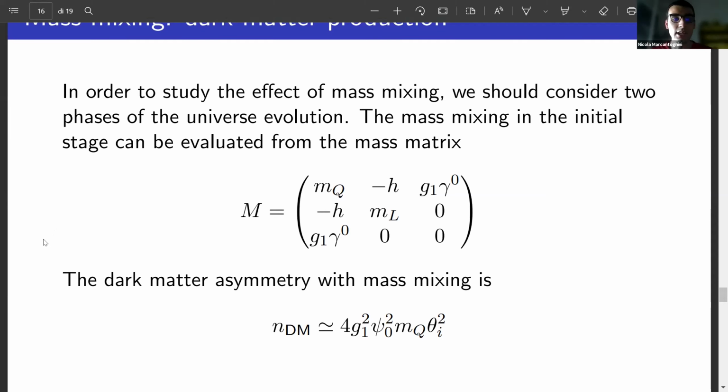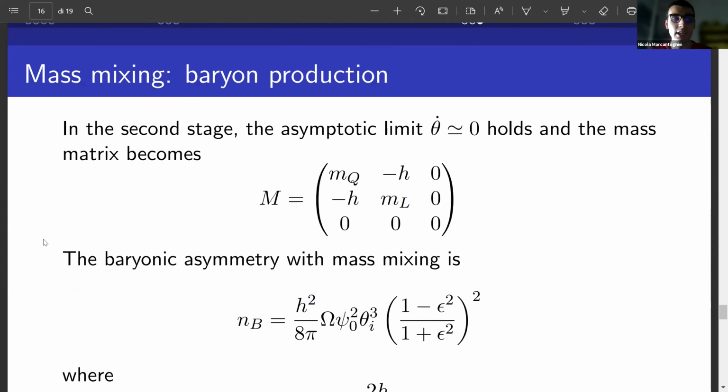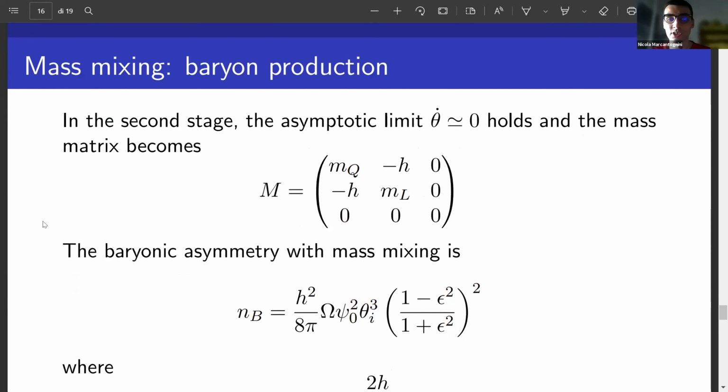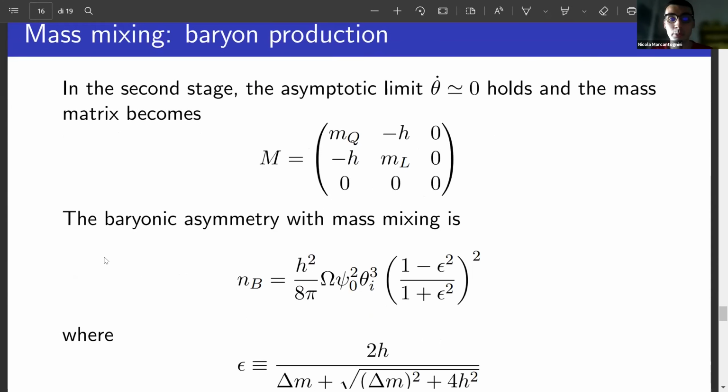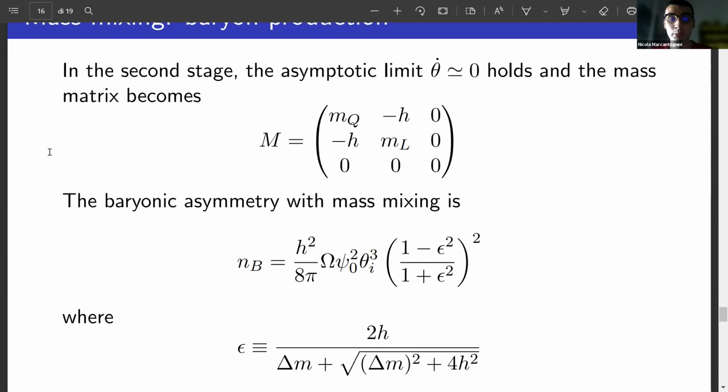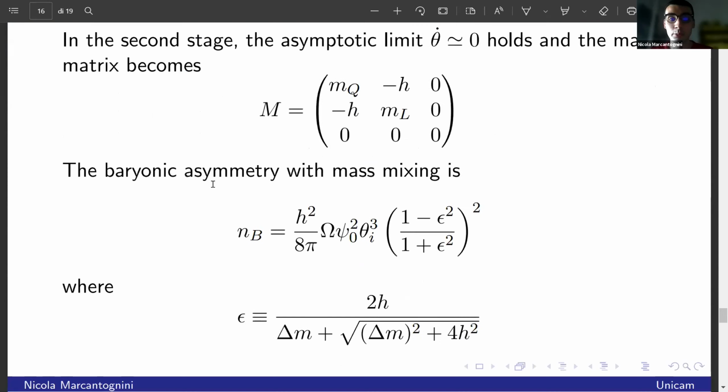Next, in a second stage, in the asymptotic limit theta dot approximately zero, the mass matrix becomes as shown. The dark matter production stops, and the baryonic production becomes the dominant phenomenon. So the baryonic asymmetry is given by this result, which once again is in agreement with previous results which may be found in literature.